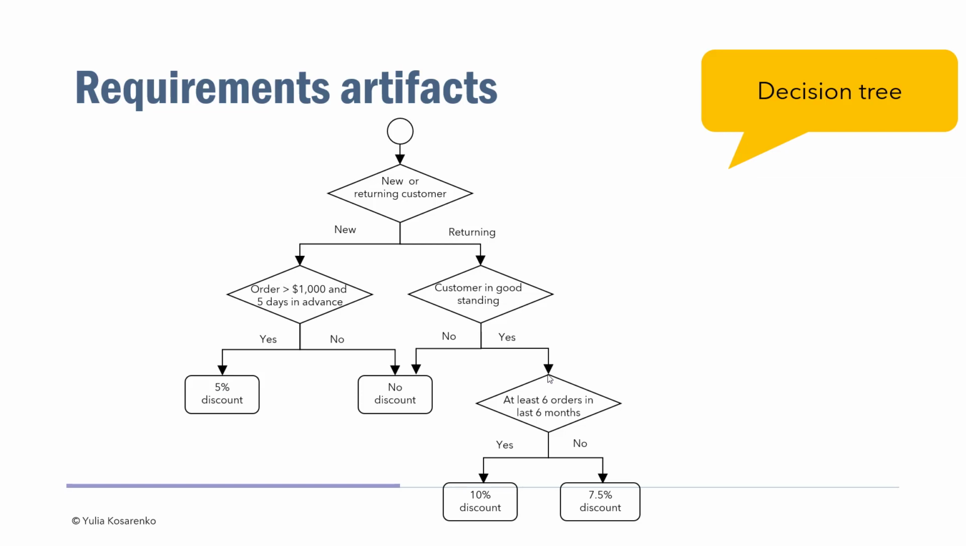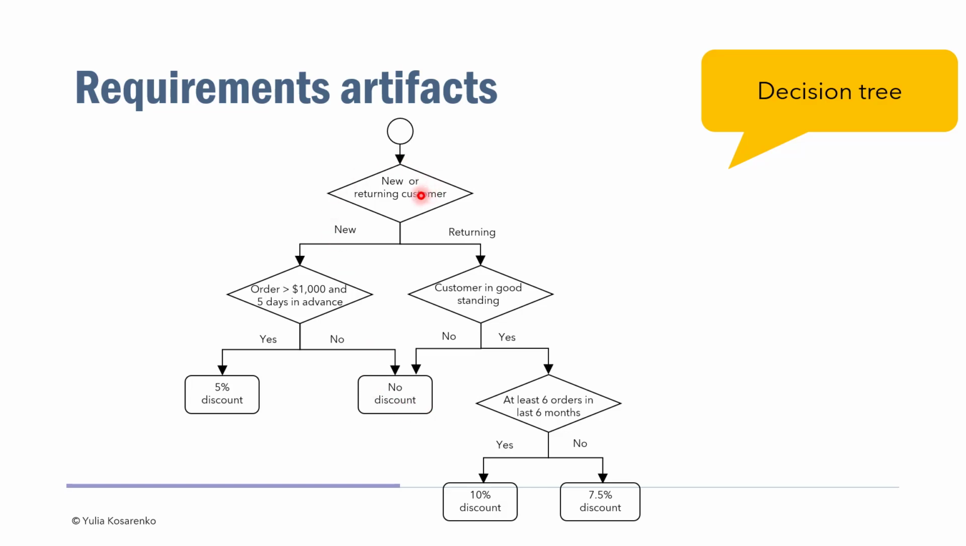Decision tree is another example. Decision trees can be used to capture business rules, complex conditions, for example. So in this case, here is a decision tree that helps me to determine how to calculate order discount based on certain criteria.